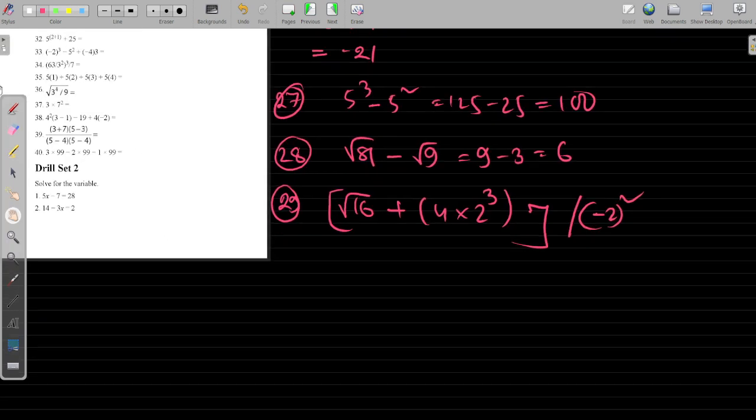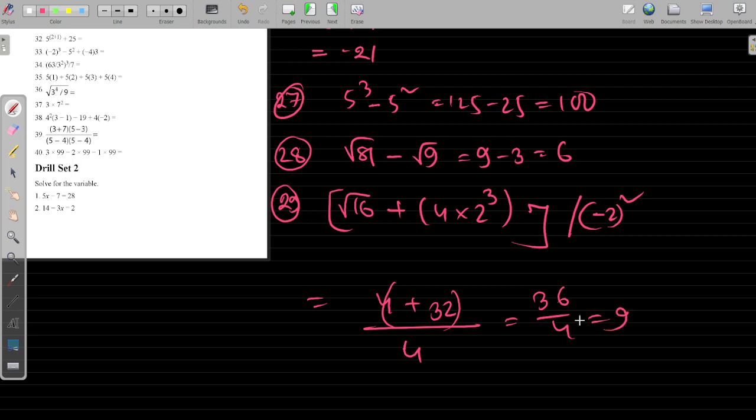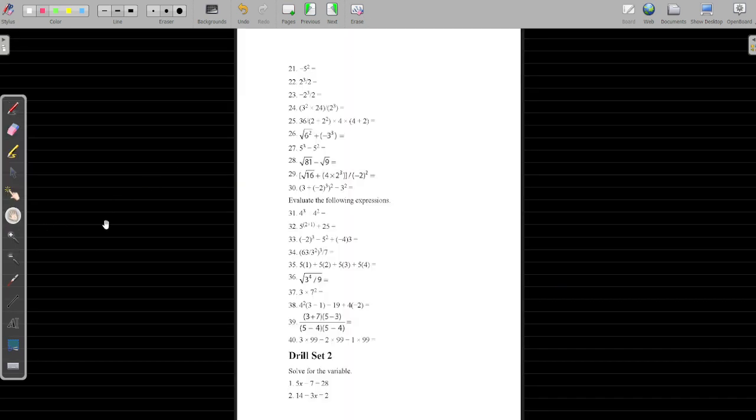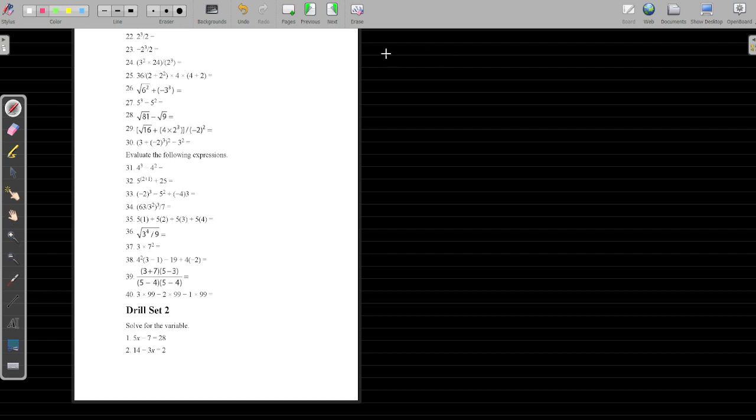So our answer will be something like this one. This will be 4 plus this one is 8 multiplied by 4 means 32, and this will be divided by 4. So 36 by 4 means 9. Then number 30. Here this is number 30.